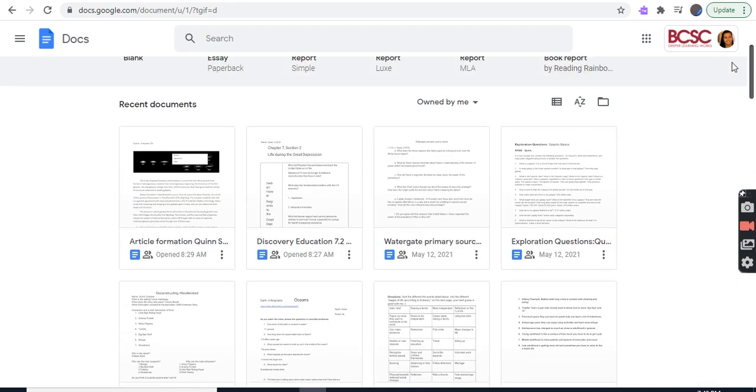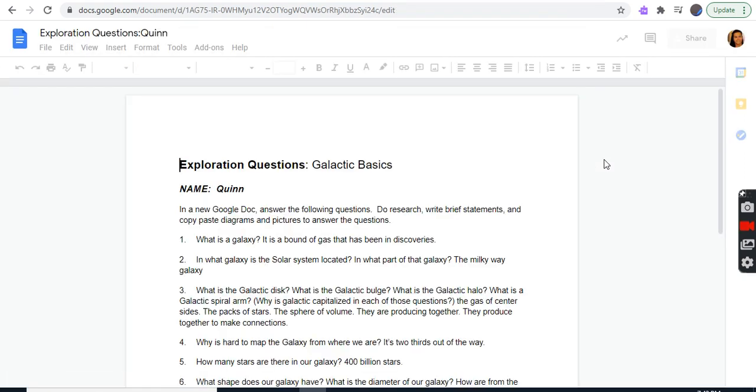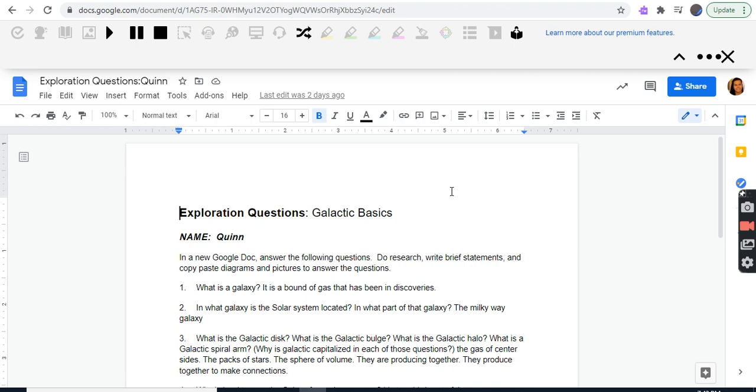I already did huddling, so I'm going to do exploration questions of galactic bases. In a new Google Doc, answer the following questions, do research, write brief statements, and copy-paste diagrams and pictures to answer questions. So I'm going to do one.